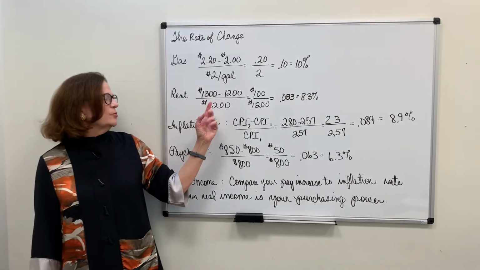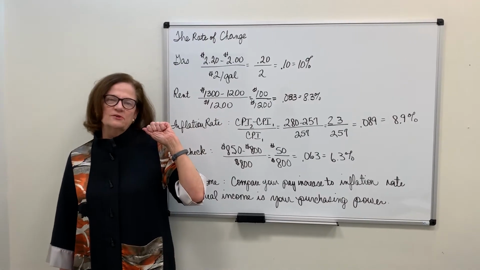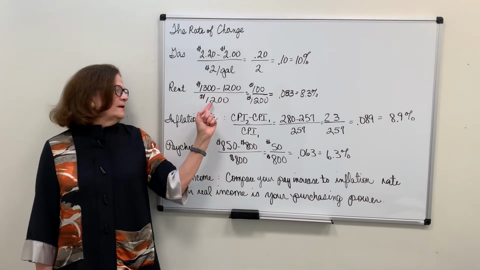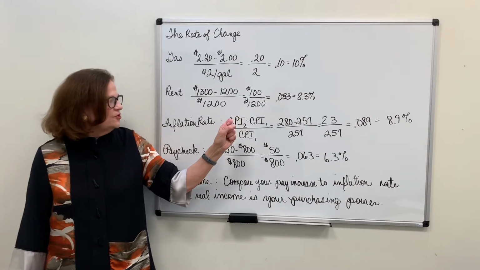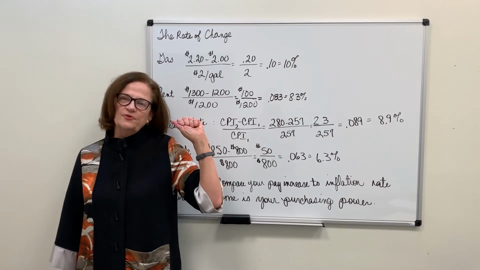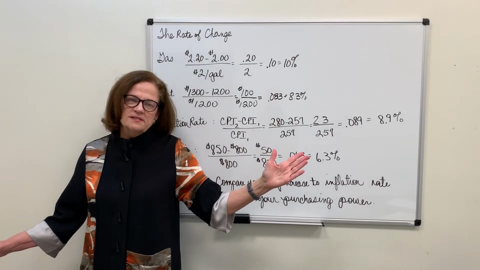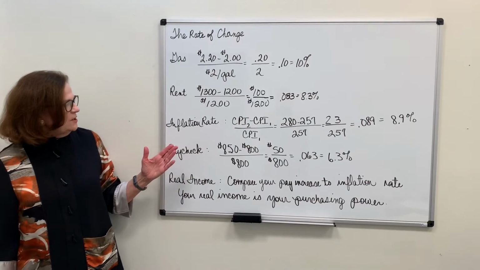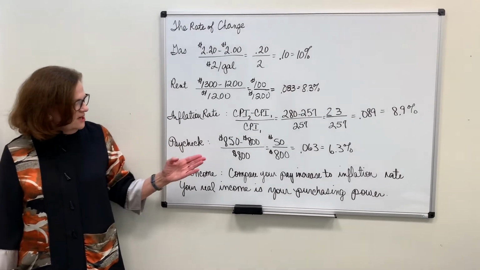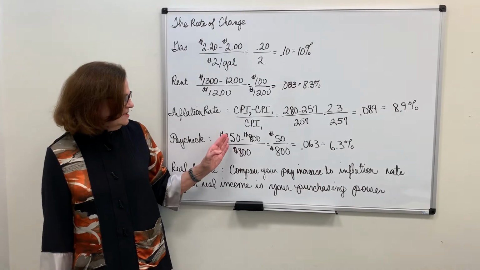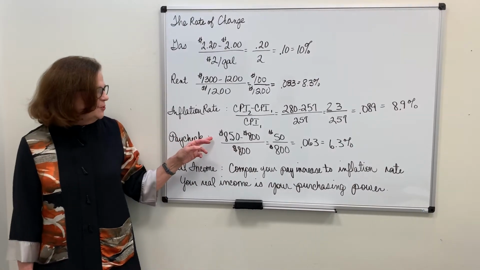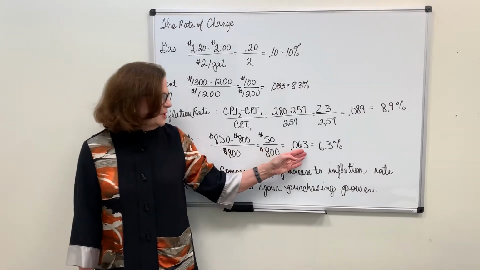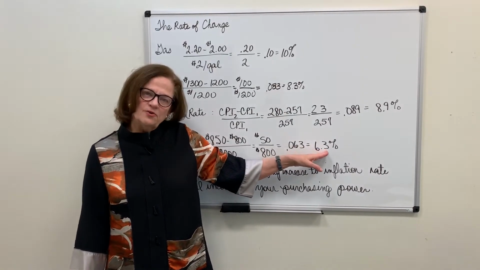Well, let's say your landlord raised your rent from $1,200 to $1,300 a month. You take the second value minus the old value, divide it by the old value, and you find out that's an 8.3% increase. Well, your boss decides to throw you a bone and give you a raise. So he raises your paycheck from $800 to $850. You take your new pay minus your old pay, divided by your old pay, and what you see is you got a 6% pay increase.